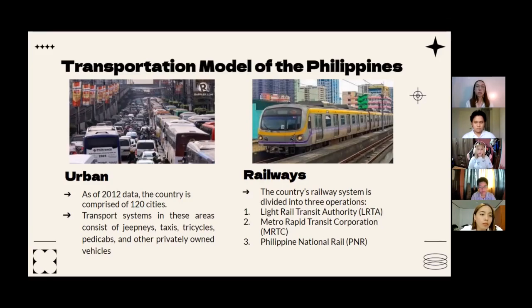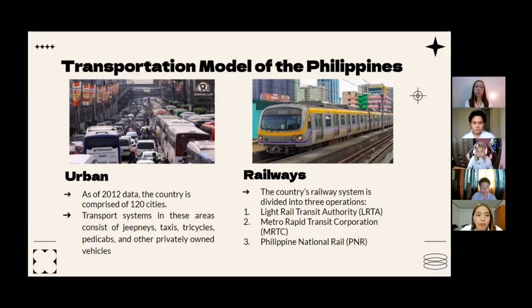Transport systems in these areas consist of jeepneys, taxis, tricycles, pedicabs, and other privately owned vehicles. Specifically in Metro Manila, there is a network of roads and railways for the system. Although this can handle high capacities, the volume of traffic in this area is extremely high, causing congestion. And although rural areas have less severe congestion, the constant increase in urban population and rates of motorization would imply a worsening case of traffic congestion in urban areas in the near future.